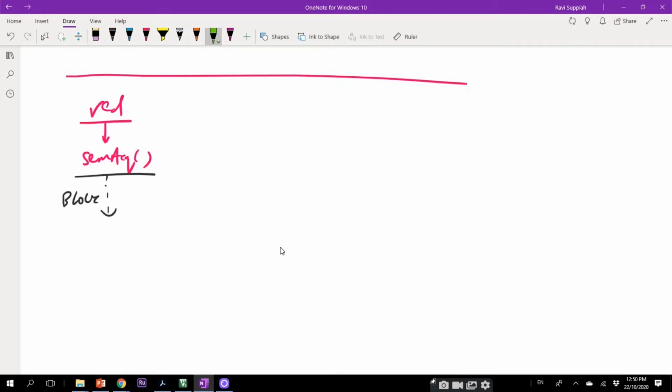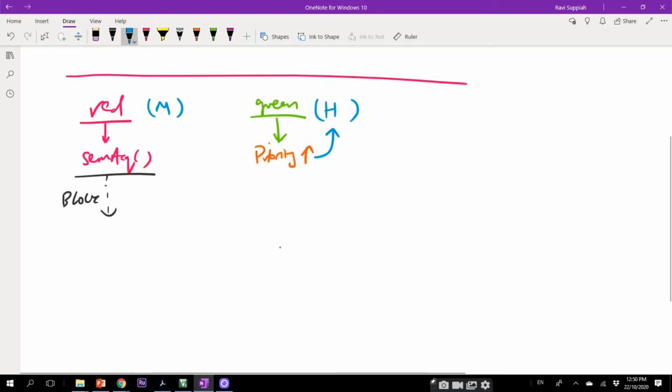Okay, and the green LED thread runs, and it also tries to do a semaphore. Before it does the semaphore, what happens is I increase the priority. So we can say that right now the red LED is considered medium priority, while the green LED thread is considered a higher priority, correct? And after I raise the priority, this is what happens when I start running the green LED thread. Then I try to do a semaphore over here, and again it is not available, so I go to a block state.